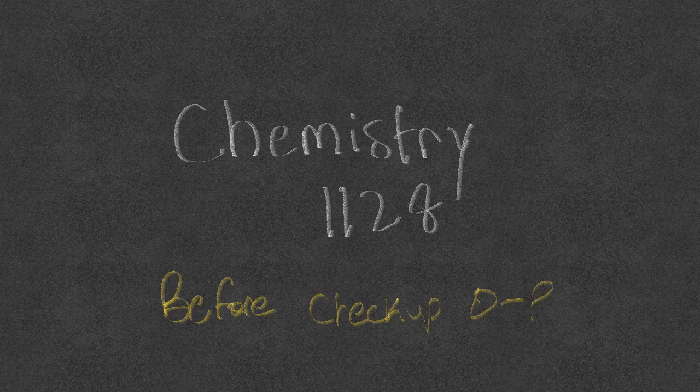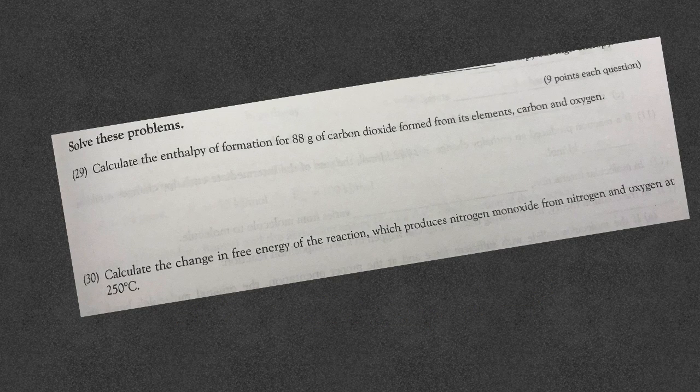All right, we're working our way through chemistry 1128, and you're almost ready to do the checkup on page OP. Let's talk about one thing you need to know before you start. If you'll notice here, the last two problems, 29 and 30, are worth 9 points each. Yikes. So let's make sure you know what you're doing before you start.